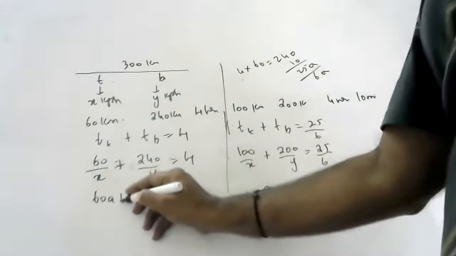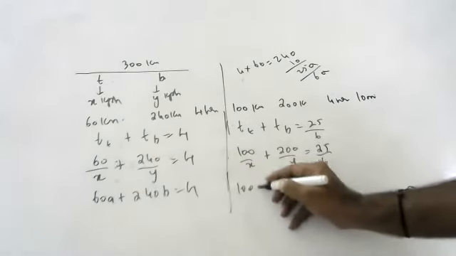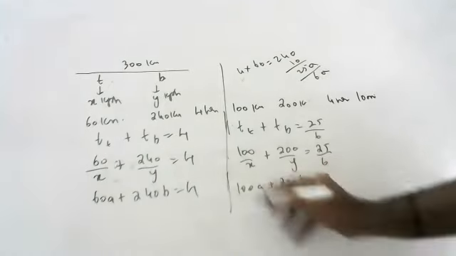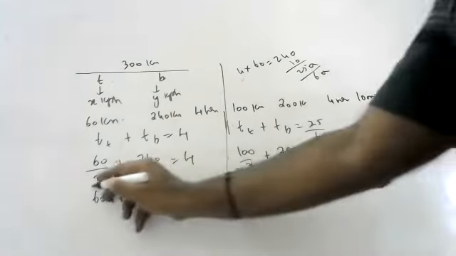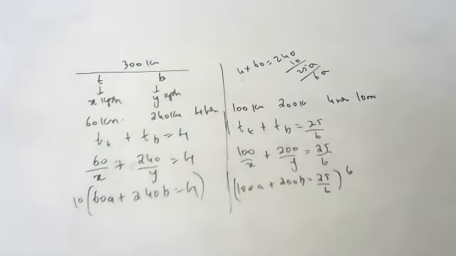60a plus 240b is equal to 4. Okay. 100a plus 200b is equal to 25 by 6. This you multiply with 6, children. This you multiply with 10. Then you will get 600, 600, and you can solve the equation, children.